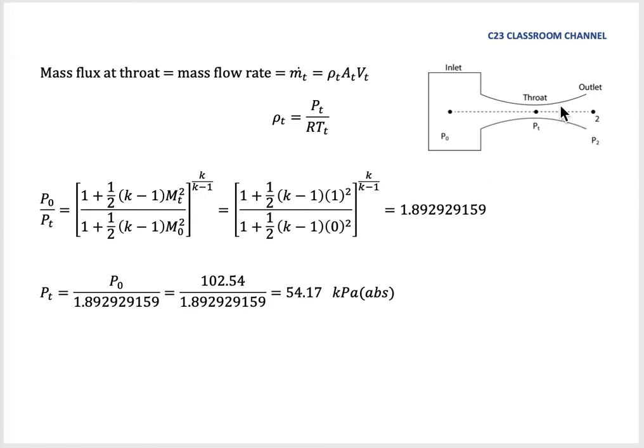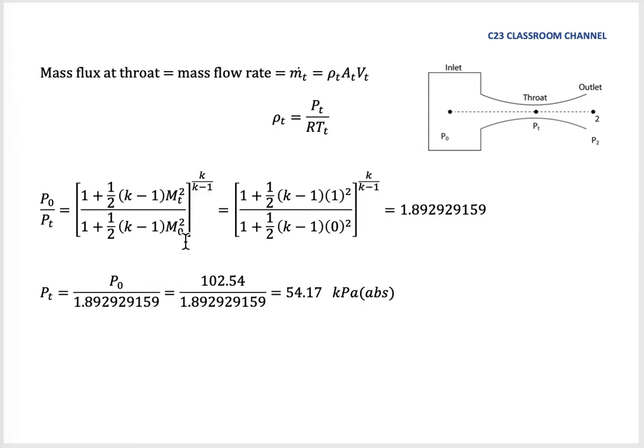Because we don't have any shock wave here, we could calculate P0, PT, and point number 2 here by using the isentropic flow equation. To get the pressure at the throat, we could use the ratio for isentropic flow, P0 over PT, and this is the equation.